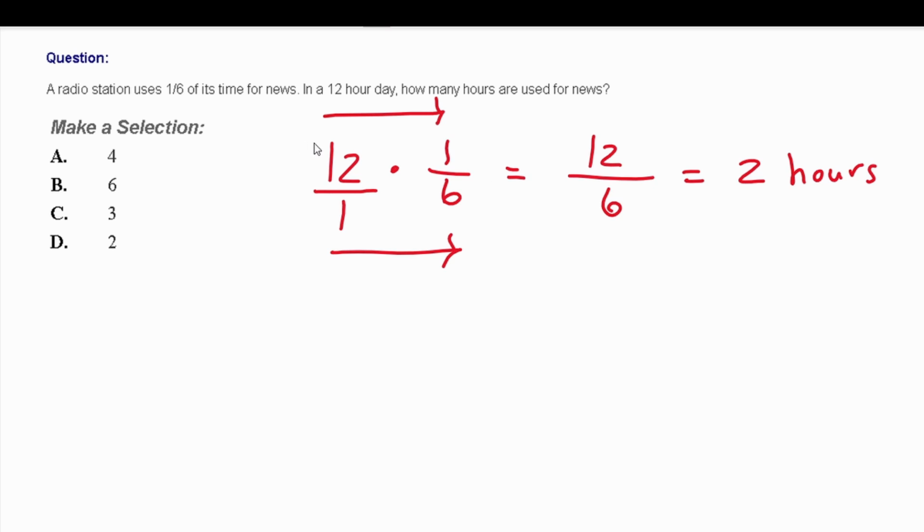So in other words, if this radio station devotes 1/6 of its 12-hour day to news, that means it's devoting 2 hours of its day to news. Okay, so just some simple multiplication involving fractions there.